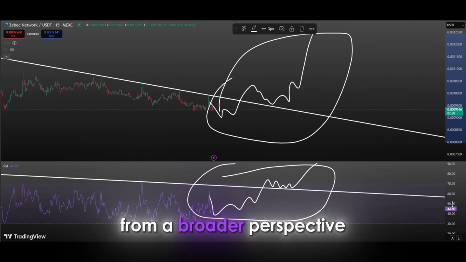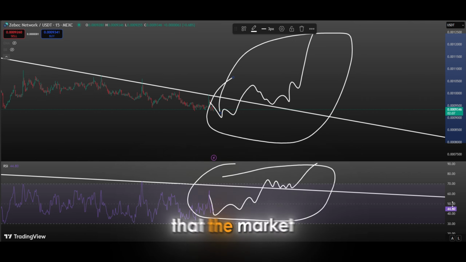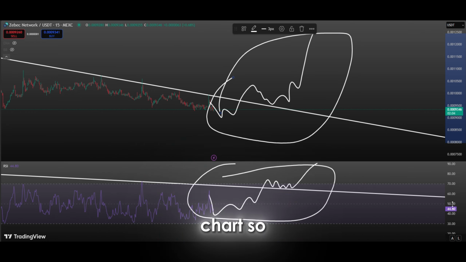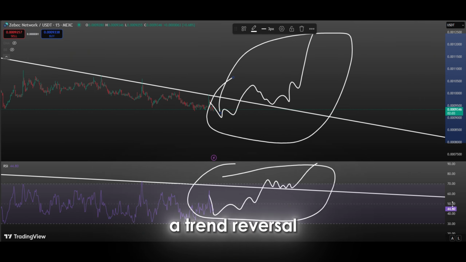From a broader perspective, the RSI indicator breaking this downtrend could be a leading signal that the market is gaining strength, not only in the short term, but also in the medium and long term. This is because the trend changes in the RSI are usually synchronized with the changes in the major trends on the price chart. So this potential breakout we're currently observing could be the first step of a trend reversal.